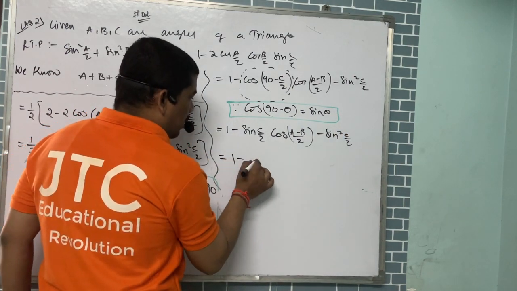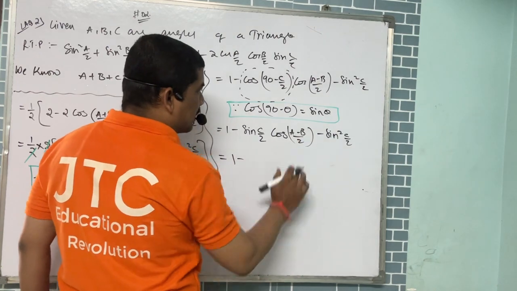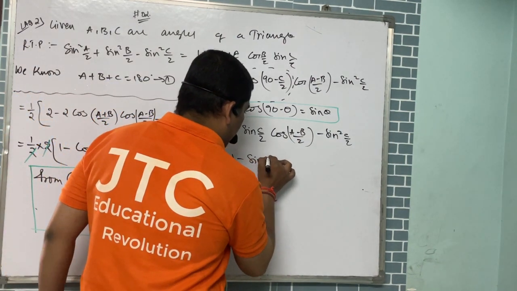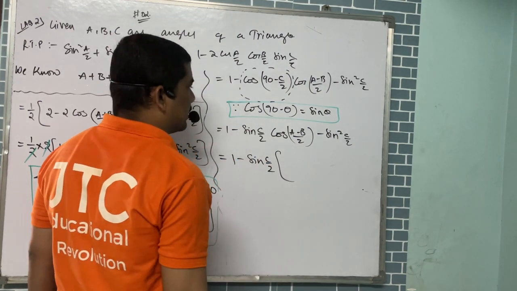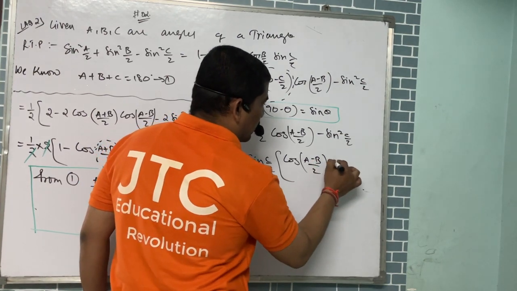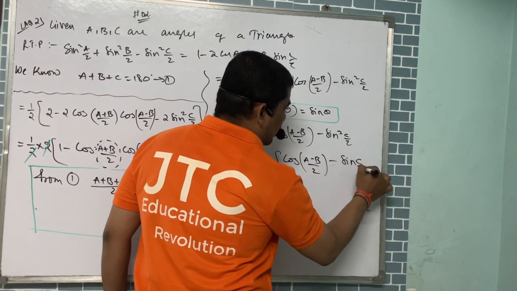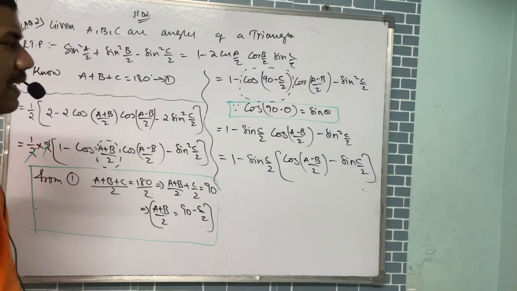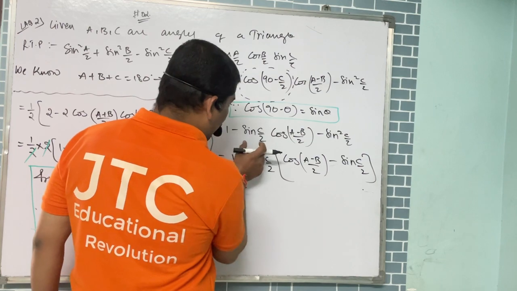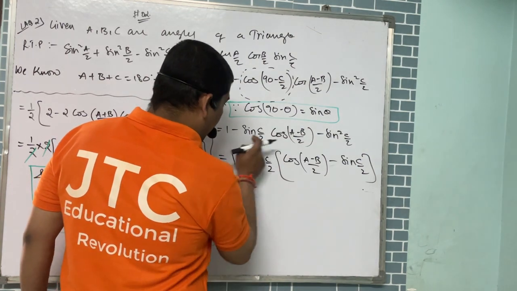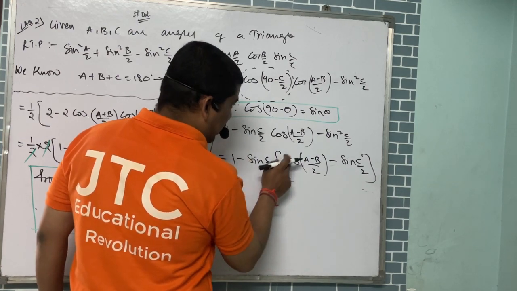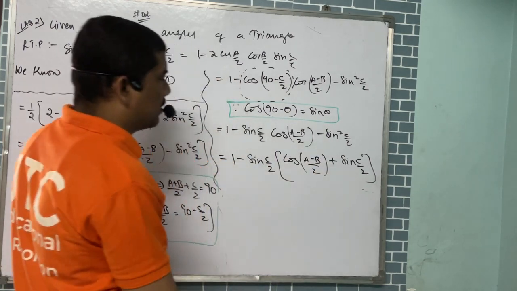Now, in these two terms sin c by 2 is common. Right? So what I am doing? Sin c by 2 I am writing outside the bracket. So what I left out? Cos a minus b by 2 minus sin c by 2. Be careful with the sign, everyone. Plus minus. See, I am taking minus also common. I am taking sin c by 2 common, minus also common. So when I take minus common, this will become plus, this will also become plus.